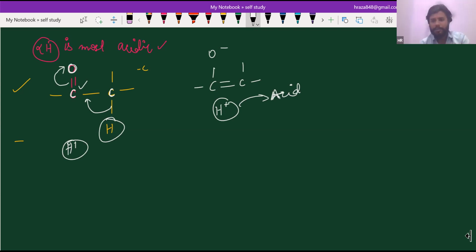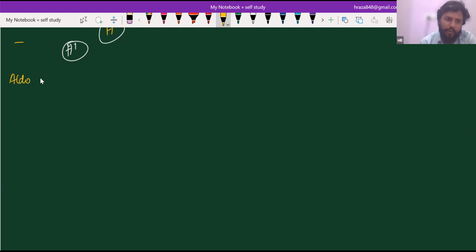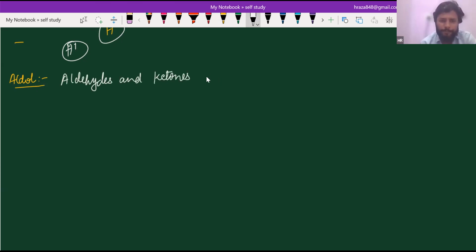Now comes the most important reaction in this chapter, the aldol. And I'm going to give you a trick to solve this aldol, which is very easy. First, I'm going to write about both of these. So first write with me: aldehydes and ketones having at least one hydrogen, having at least one alpha hydrogen.